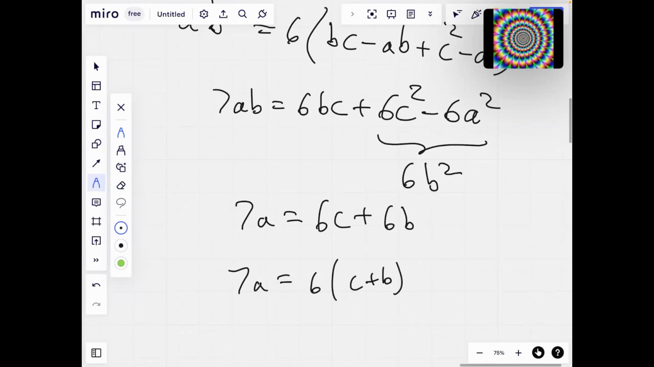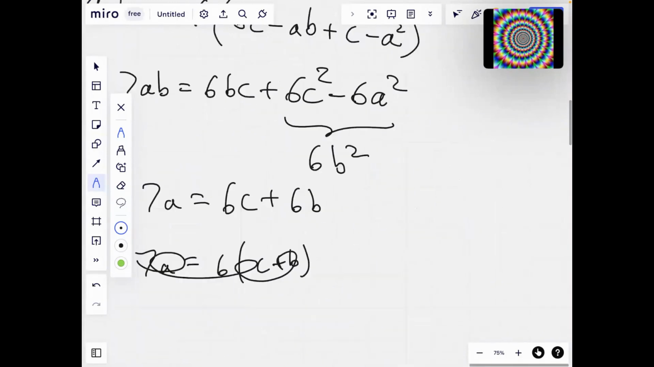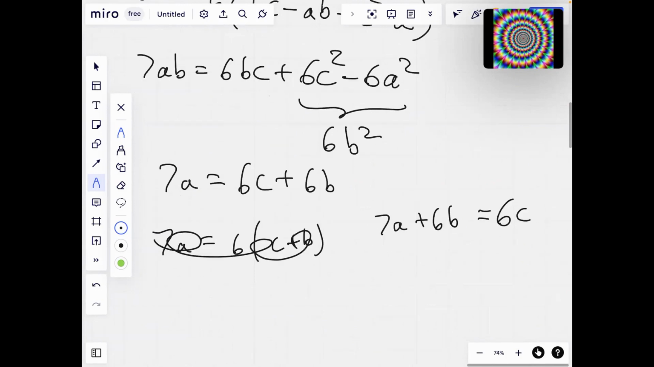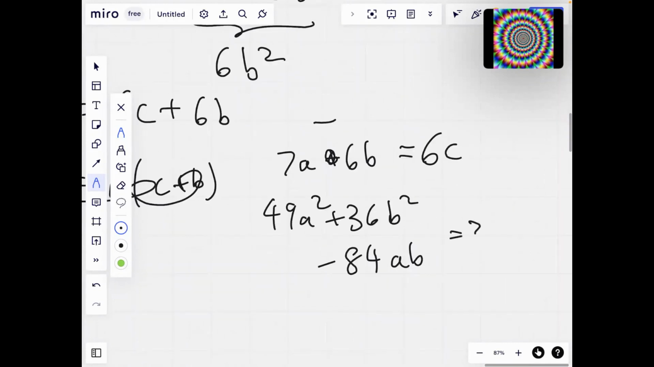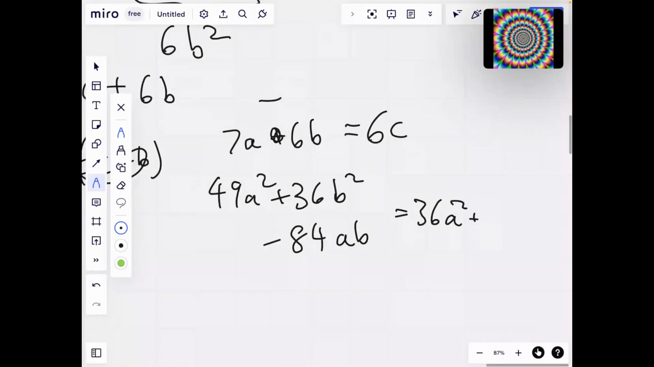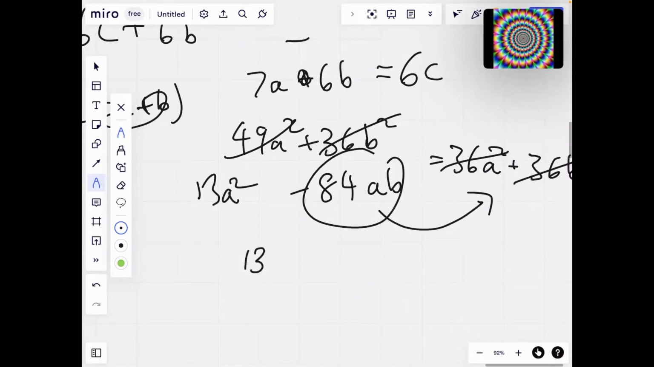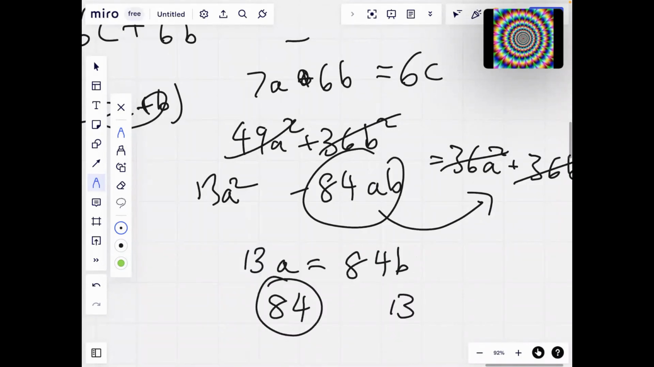Wait, I guess we could say 7A plus 6B is equal to 6C, so 49A squared plus 36B squared minus 84AB is equal to 36A squared plus 36B squared. We cancel this, cancel that, make this 13A squared, cancel this, move this term onto the other side. So we have 13A is equal to 84B. And from here, we can just see that A is 84, B is 13.